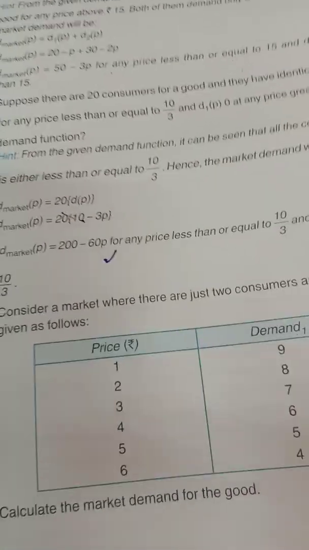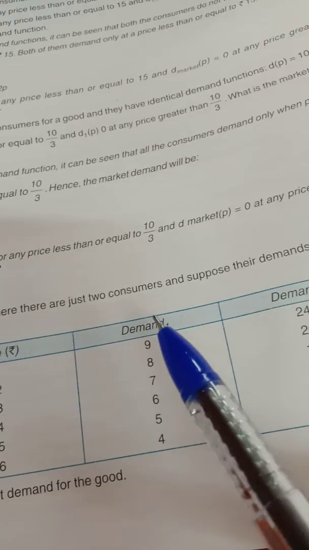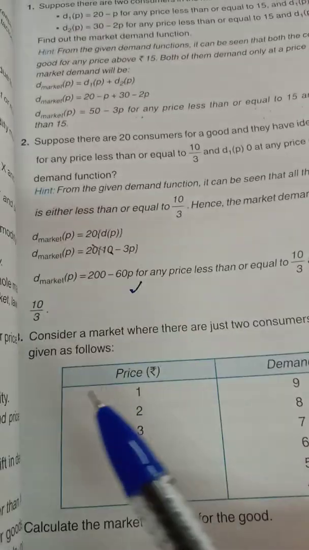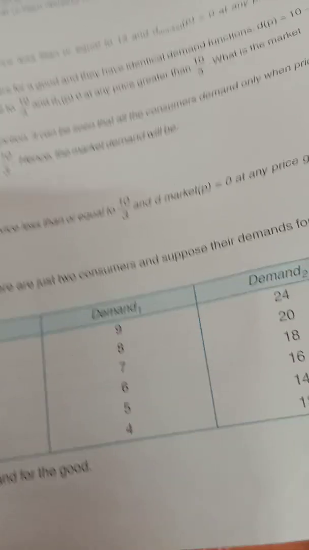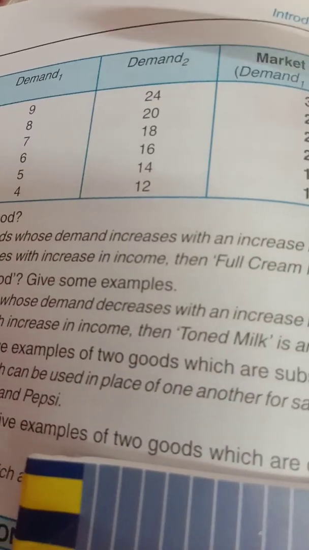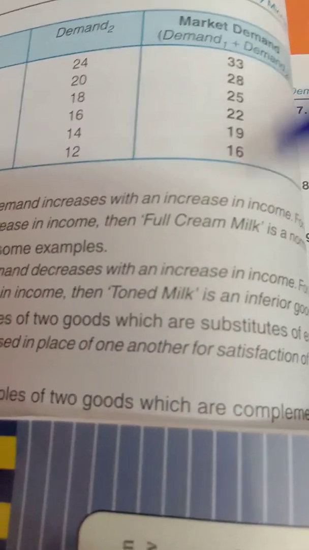It's very easy. Now consider a market where there are just 2 consumers, and suppose their demands for the good are given as follows. Price is there, demand for the 2 consumers is there, and here the market demand is given, that is adding up demand 1 and demand 2, you will get the market demand likewise.